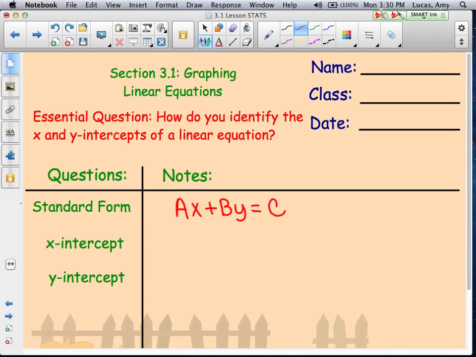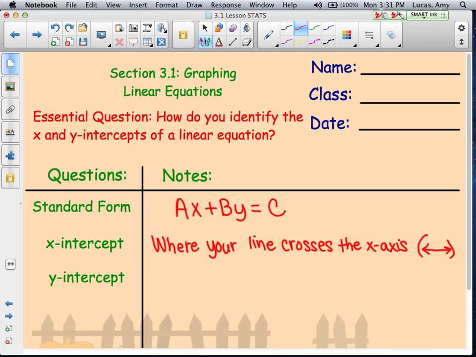The x-intercept and the y-intercept. In order to answer the essential question, you have to understand what these 2 vocab words mean. The word intercept is very close to the word intersect. So the x-intercept is where your line crosses the x-axis, or intersects with the x-axis. And remember, the x-axis is the horizontal axis.